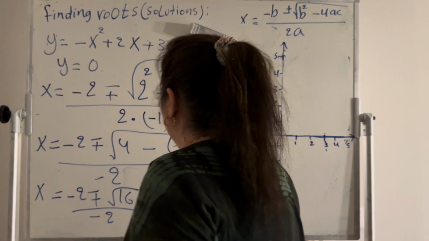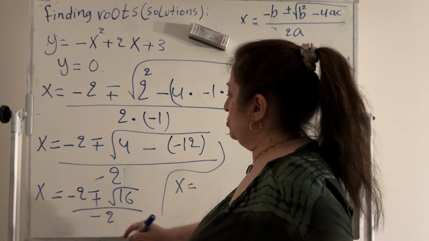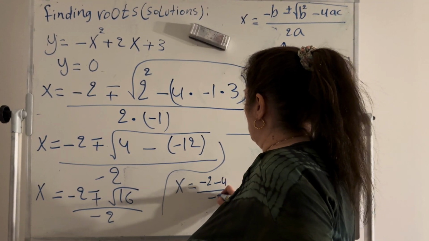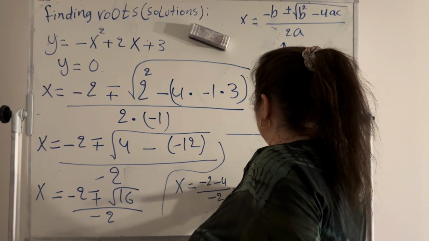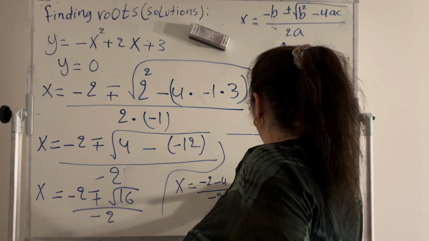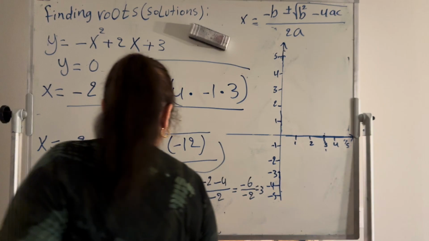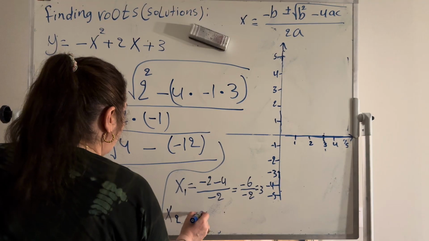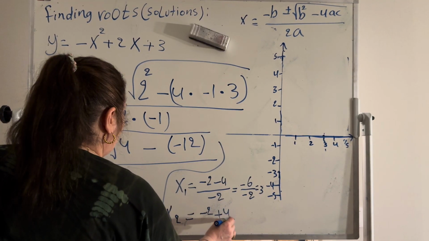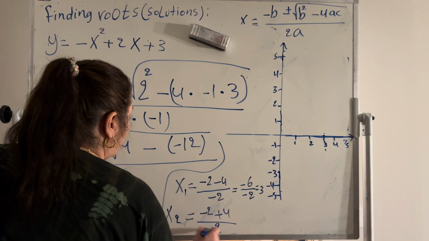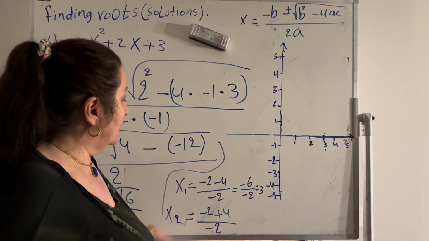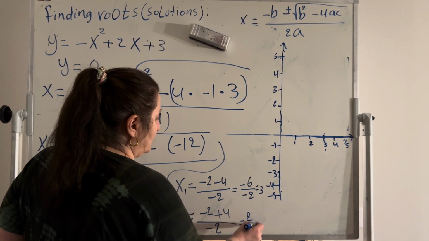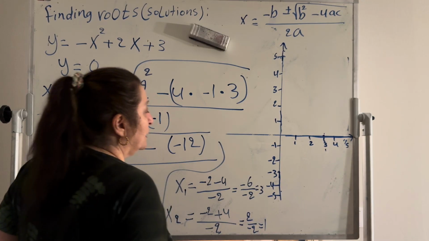x1 equals minus 2 minus 4, divided by minus 2, equals minus 6 divided by minus 2, equals 3. x1 equals 3. x2 equals minus 2 plus 4 divided by minus 2, which is 2 divided by minus 2, equals minus 1.